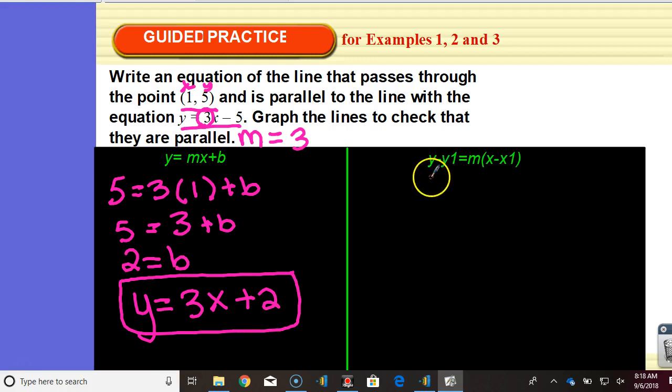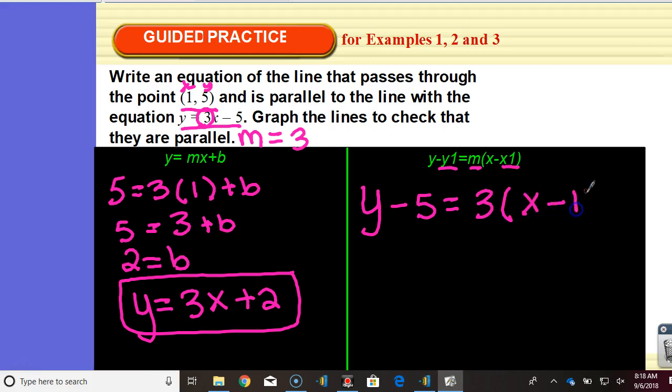There is one other way that you could do this. You could use, what is this called, guys? Do you remember? Point slope form. You're using a point and a slope. Point slope form: y minus y1 equals your slope times x minus x1.